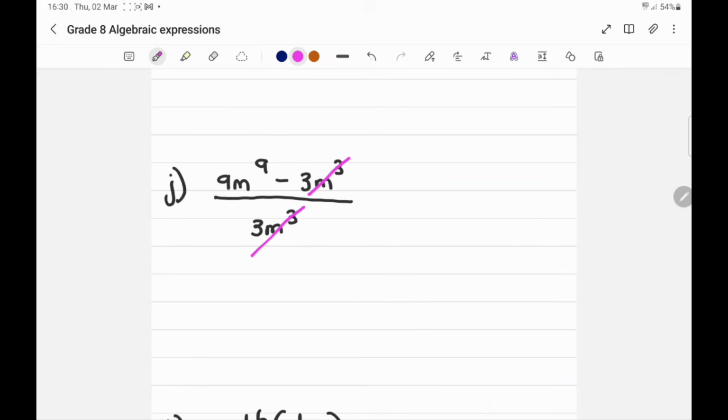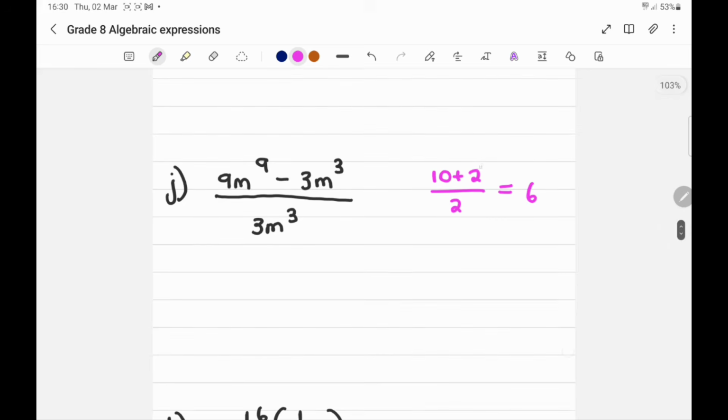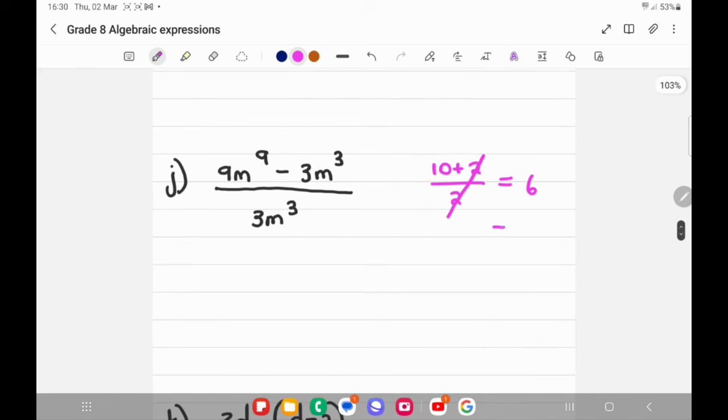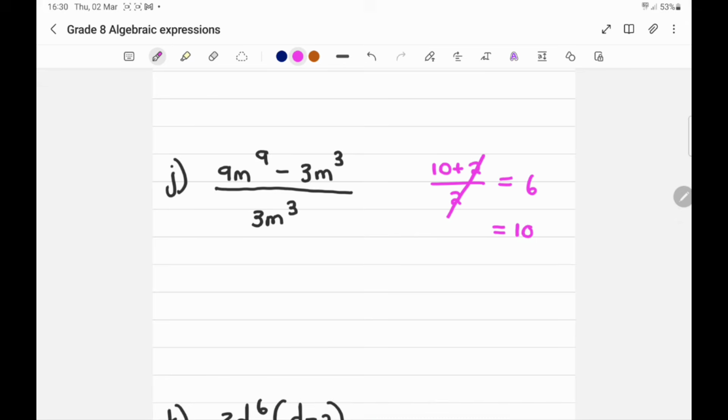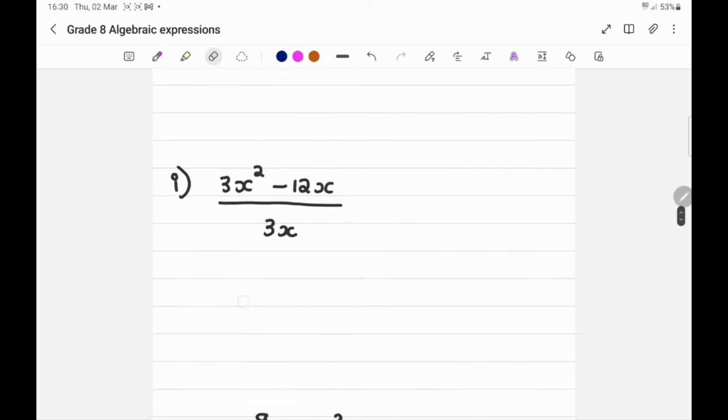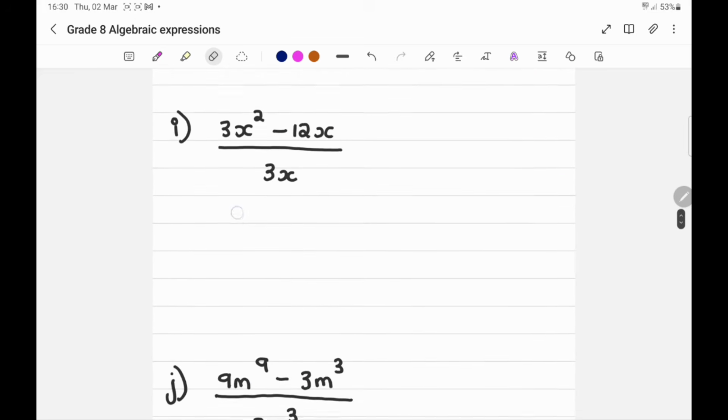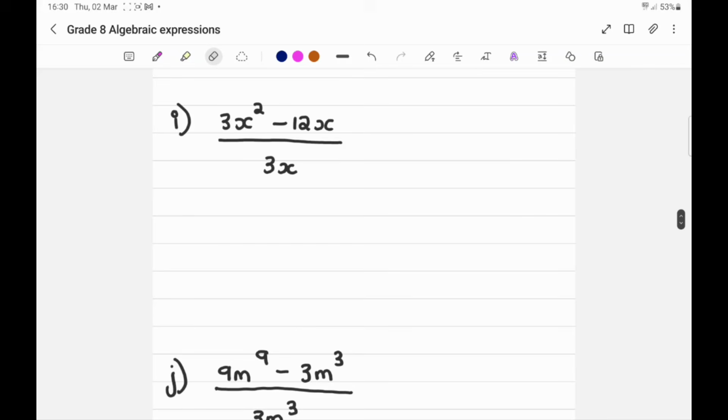Why is that? Just for the simple fact, if you had to try it on a sum, 10 plus 2 is 12. 12 divided by 2 is 6. So if you're just going to cancel out, you're going to write the answer 10, which is totally wrong. So please, you cannot cancel out when there are 2 terms on top, or 3 terms at the bottom of a fraction.